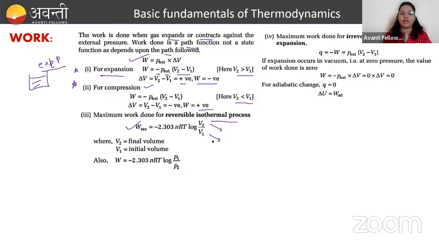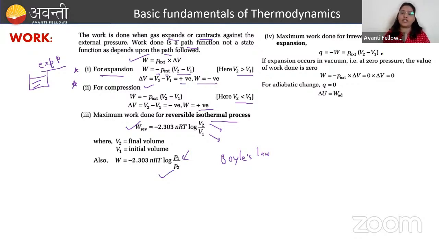If we are given the pressure of a given gas, then we will rearrange this to get V2 by V1 in terms of P1 by P2, using Boyle's law. We studied Boyle's law yesterday: P1 V1 is equal to P2 V2. So V2 by V1 will be equal to P1 by P2. And this is another equation for a reversible isothermal process.